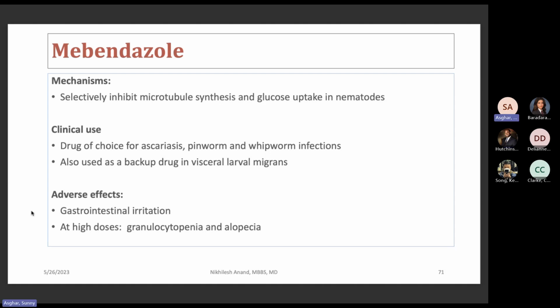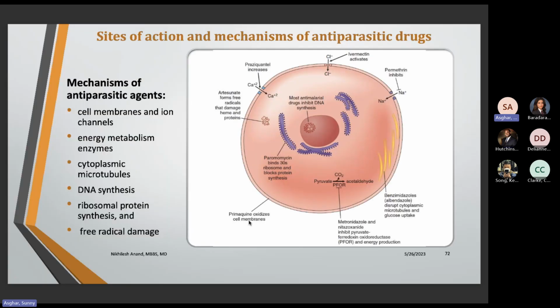Over here again, I listed out adverse effects, right? Because it causes GI irritation, because you are inhibiting your synthesis, and at high grades, it's going to cause granulocytopenia. Penia is just like less. So alopecia, hair loss, and so forth. And then this is just for the antiparasitic drugs. Pretty much I just listed out where you would expect the agent to affect the protozoan, like most antimalarials, for instance, would inhibit the DNA synthesis. So this is where it's going to target.